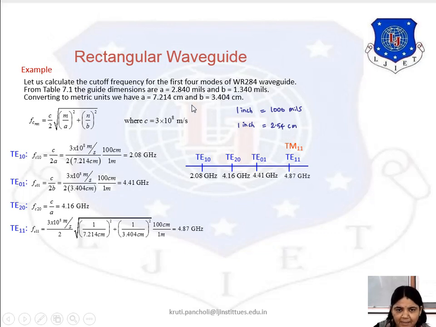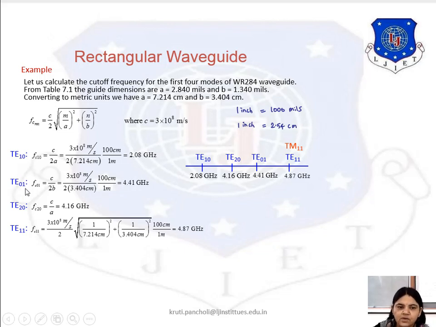We can convert them into centimeters. So now we'll find out the value. For fc, it is equal to c by 2 square root of (m by a) whole square plus (n by b) whole square, where c is equal to 3 into 10 raised to 8 meter per second. So for the TE10, we'll take m equal to 1, n equal to 0. Putting all the values, we can find out the wavelength and cutoff frequency.